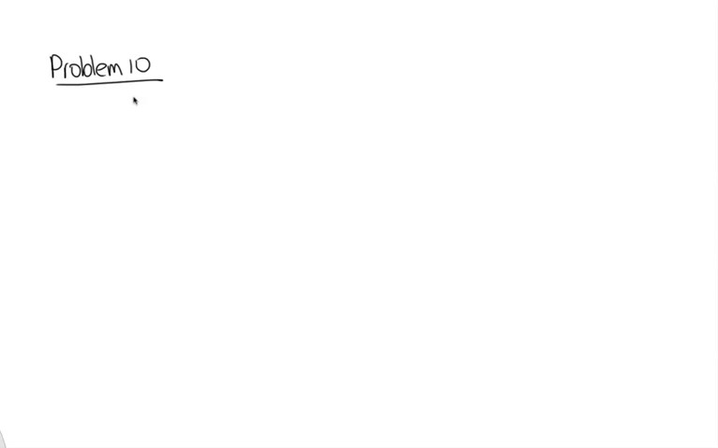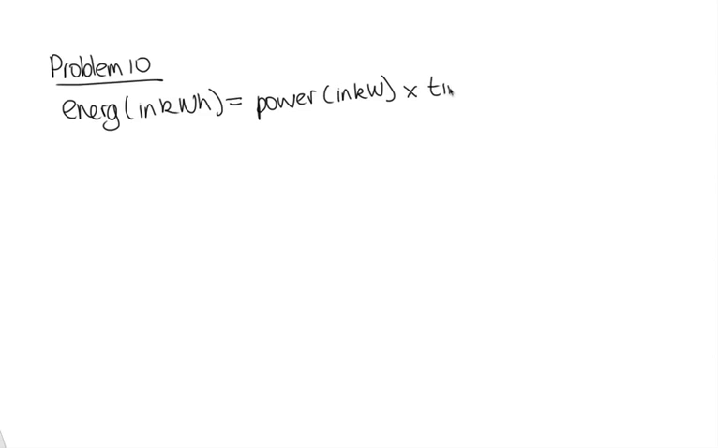In this problem, we're told that electricity bills use kilowatt hours to measure energy rather than joules. So to get the energy usage of an appliance in kilowatt hours, you simply multiply the number of kilowatts used, so that's the power in kilowatts, by the number of hours, so times the time in hours.